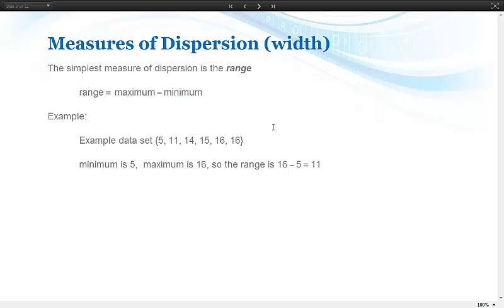Here's an example with the same data set. It's clear that the minimum value is 5. The maximum value is 16. Note that minimum and maximum are also statistics when I can determine them from a data set. So the difference between them, 16 minus 5, is 11. So 11 is the range of this data set. This may seem like a very simple statistic, but it turns out that for very small data sets with only 3, 4, or 5 elements, the range is actually the most reliable, most useful measure of width or dispersion.